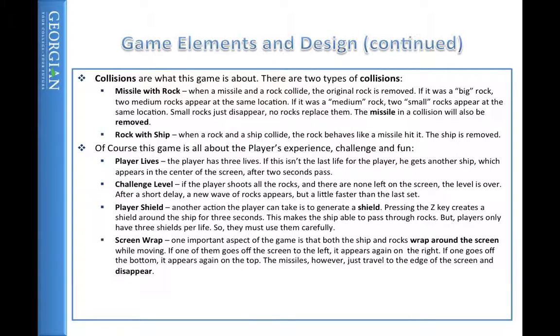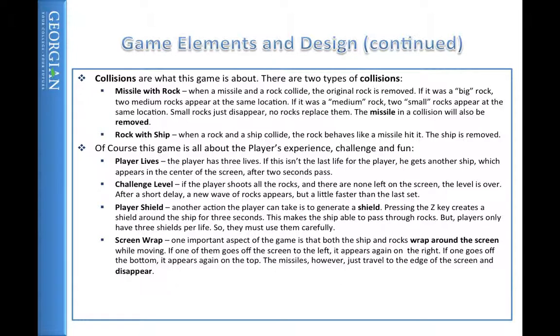So these are all things that we have to think about when we're building our game. This is almost like a game sketch, if you will. Talk about what happens when certain things happen, almost like your storyboard, right? Rock and ship collide. When a rock and the ship collide, the rock behaves like a missile hit, right? So it gets removed, and the ship is also removed. So if you get hit by the rock, the rock splits, does everything as normal, but then you're dead. So it doesn't really matter, right?